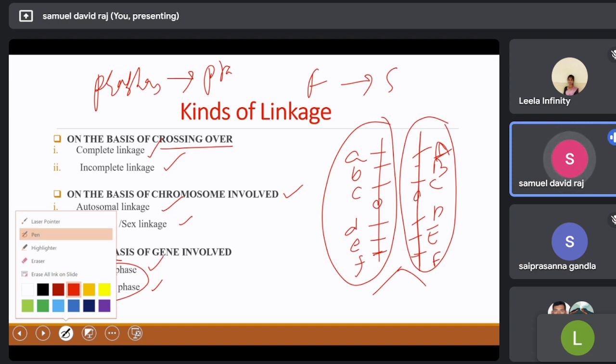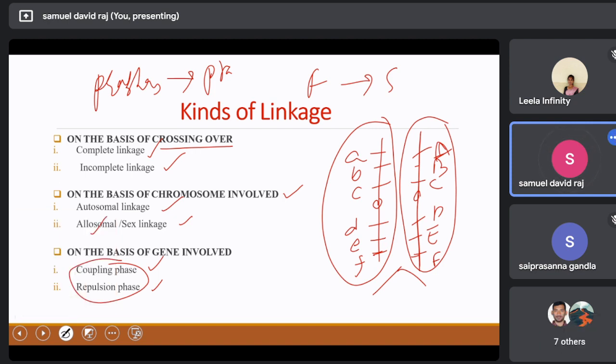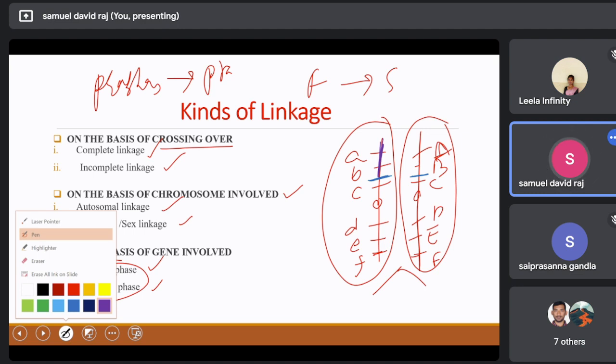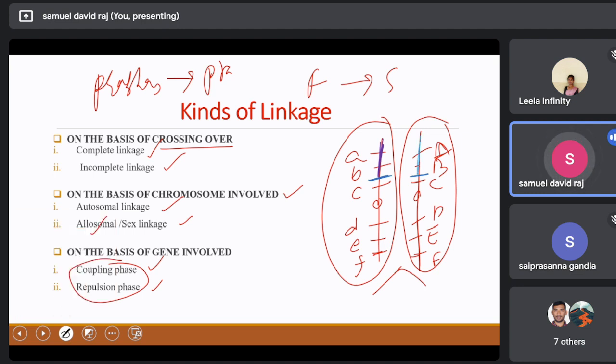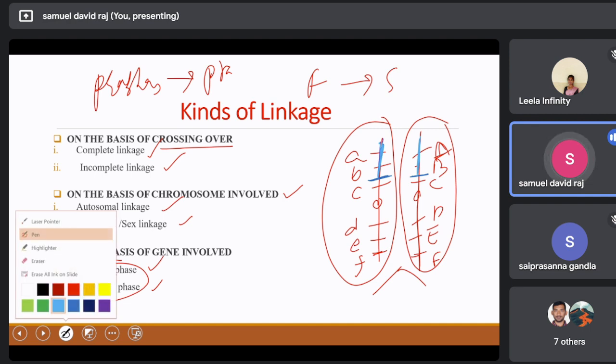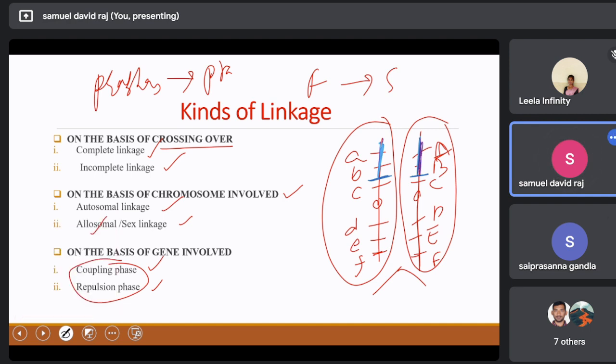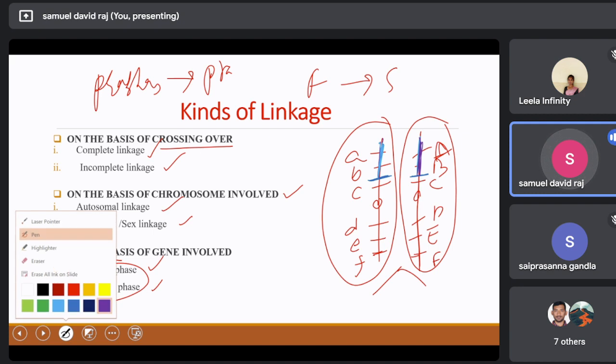Why? There is a phenomenon called crossing over, where the chromosome gets cut here. It gets a cut here. And after the breakage, this part of the chromosome is exchanged with this part of the chromosome. What happens? This comes here and this comes here. Now, what is the combination now?